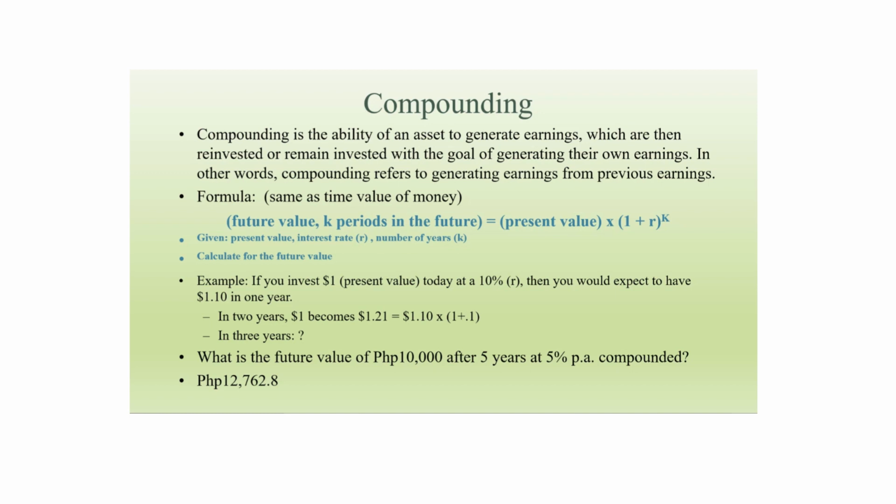By the way, compounding is also called generating the time value of money. So what we should have for our data: the unknown here is the future value. We are given the present value, and this is the formula that we will use: present value times 1 plus r, this is the interest factor, raised to k. K is the number of years.